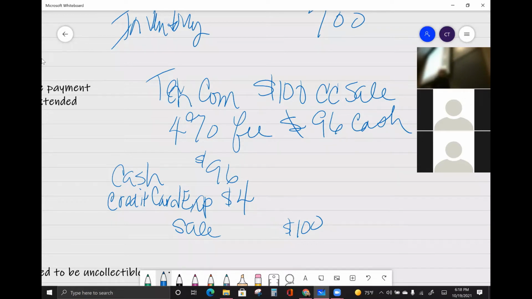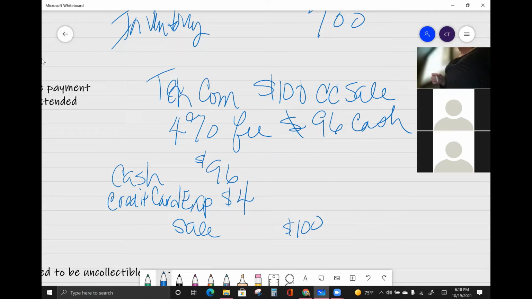So you see how it's a little bit different? So now I'm getting the money right away, but I'm not getting the full amount. I'm getting the $100 sale, but I'm not getting $100 in cash. So I'm recording my sale for the $100 because that's how much I sold it for. And then I want to record my expense for that 4%. So it's just $100 times the 4% to come up with the fee amount. And that's what goes to my bank fee or my credit card fee or my credit card expenses. And then the difference is my cash because I'm getting that right away.